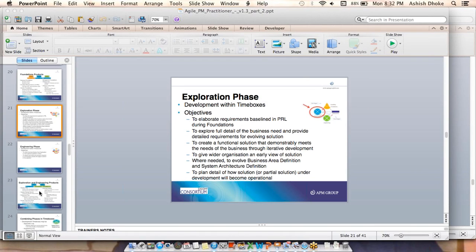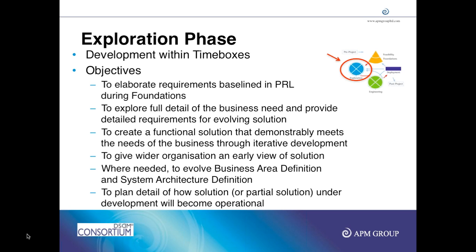So let's just begin with exploration and engineering. So far, we discussed the processes. These are also called phases. There are 7 phases in a life cycle, also called processes.